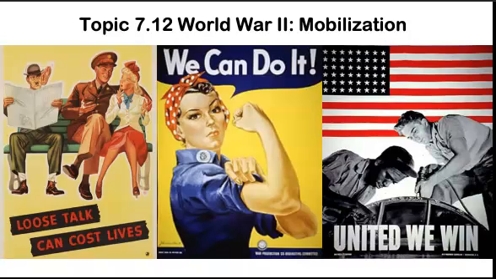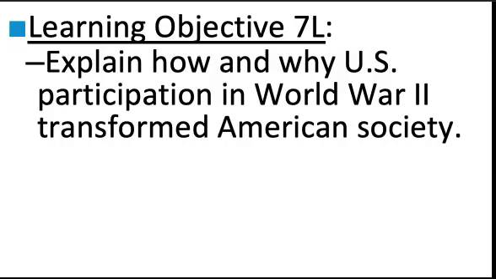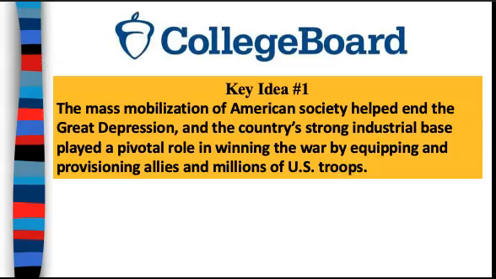We're back today for AP US History. Today we're going to be covering topic 7.12, World War II Mobilization. Our learning objective today is learning objective 7L, which is to explain how and why US participation in World War II transformed American society. Our first key idea today says the mass mobilization of American society helped end the Great Depression, and the country's strong industrial base played a pivotal role in winning the war by equipping and provisioning allies and millions of U.S. troops.